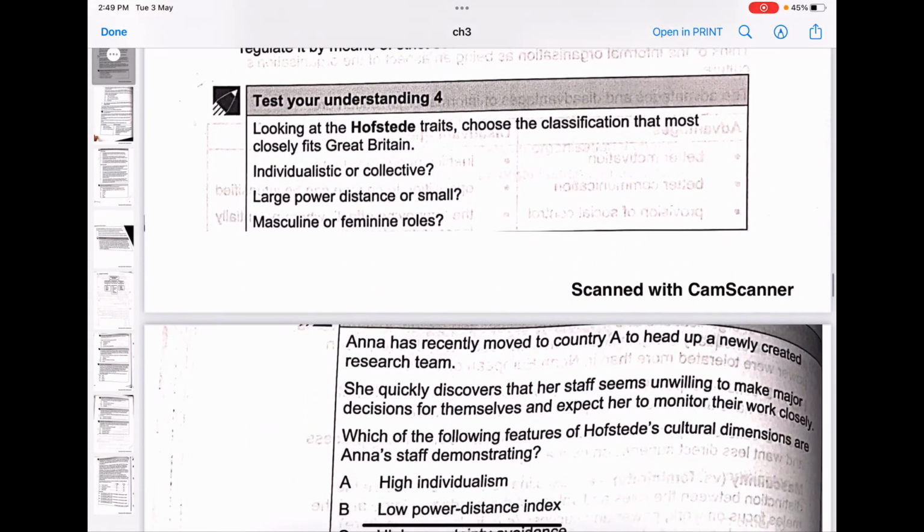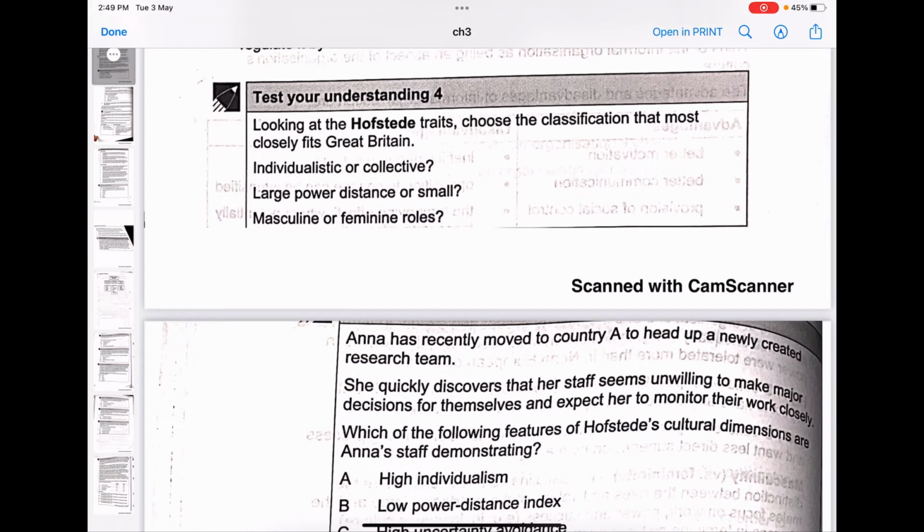Test your understanding. Question 4: Looking at the Hofstede traits, choose the classification that most closely fits Great Britain: individualistic or collective, large power distance or small, masculine or feminine. The points can be debated because the culture is changing, but Britain is probably individualistic, the power distance is small, and there are masculine roles. Why is the power distance small? Because people are not okay with being left out of the decision-making process.